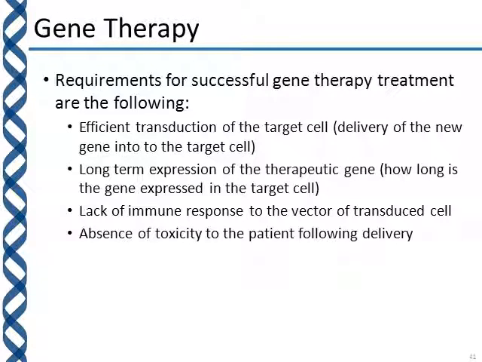So the requirements for successful gene therapy treatment are the following: efficient transduction of the target gene, that is, delivery of the new gene into the target cell; long-term expression of the therapeutic gene, or how long the gene is expressed in the target cell; a lack of an immune response to the vector or the transduced cell; and an absence of toxicity to the patient following delivery.